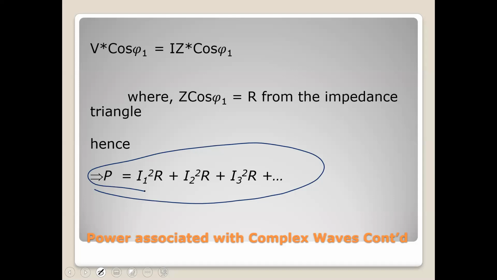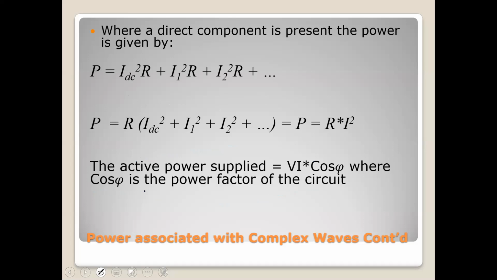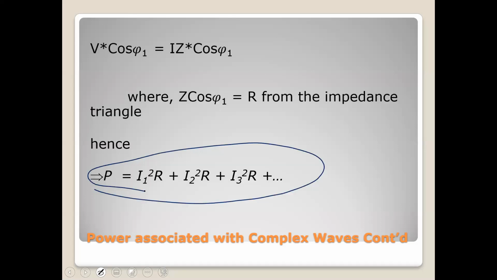And in doing that, I get that P is equal to I1 squared R plus I2 squared R plus I3 squared R. We can factorize this. If we factorize, we'll get R into I1 squared plus I2 squared plus I3 squared.